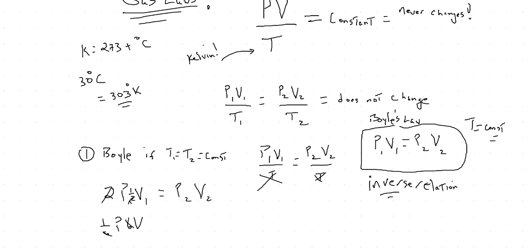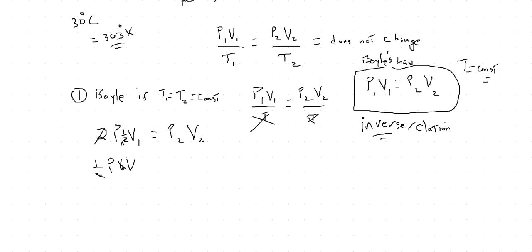So this is known as an inverse relation. And if we plot it, you should know this for the exam. It doesn't matter if I put P or V on which axis. An inverse relation looks like this, you see? As the volume increases, the pressure gets smaller, and as you decrease the volume, the pressure goes up. So this would be the graph for Boyle's law. Again, Boyle's law, T is a constant.